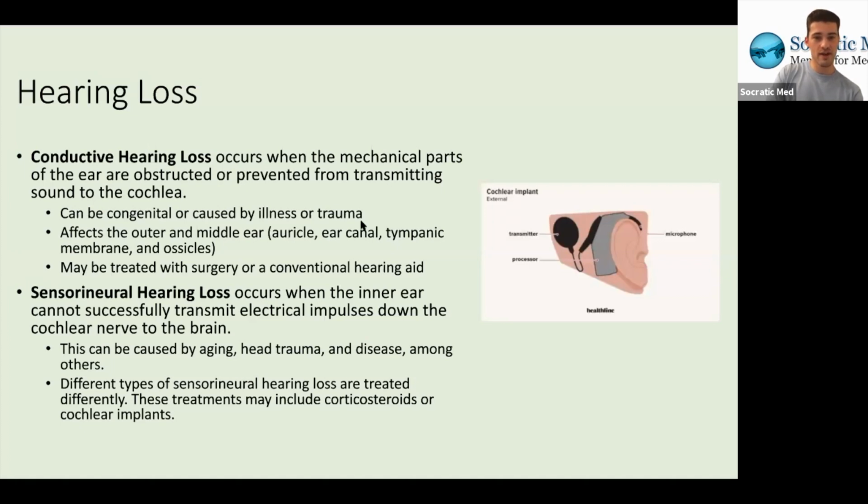So there are two major types of hearing loss. The first one that I want to discuss is conductive hearing loss, and it occurs when the mechanical parts of the ear are obstructed or prevented from transmitting sound to the cochlea. So that's pretty much anything in your outer or middle ear. So those ossicles, if anything happens with them, if there's any sort of blockage in your ear canal, if there's any deformity in the auricle, anything that prevents those sound waves from reaching the tympanic membrane and being converted into electrical impulses would be conductive hearing loss. There are a couple of causes for it. They can be congenital, they can be caused by illness, by head trauma.